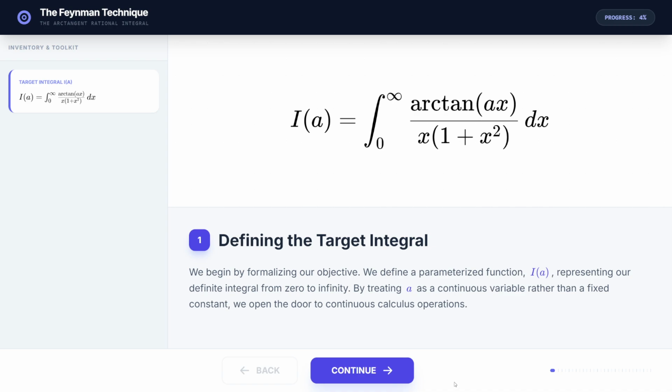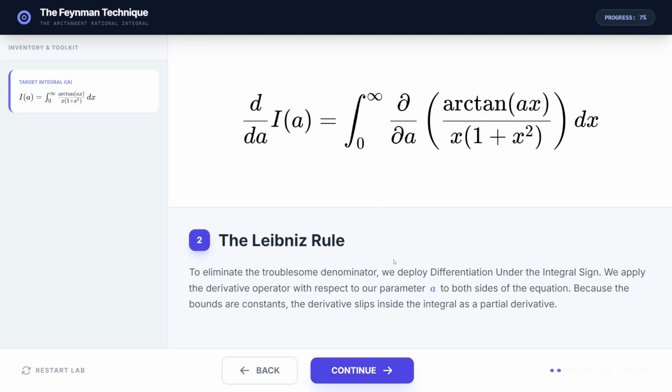So today we're going to take a look at this integral. I'm calling it the arctangent rational integral because it has an arctangent over a rational function. All right, so what we're going to do first is differentiate with respect to a on both sides, and we'll use the Leibniz rule for differentiation under the integral sign on the right-hand side to put that derivative directly inside as a partial. So we just move the derivative inside the integral sign as a partial derivative.